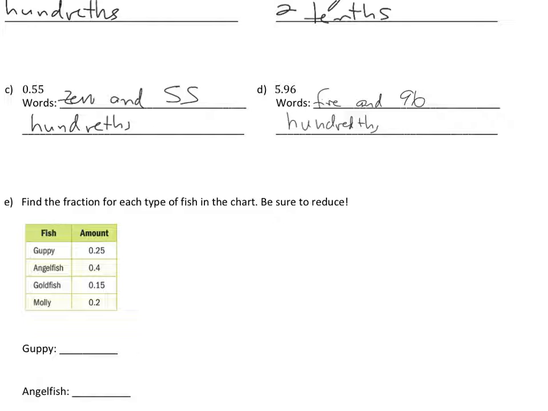Letter E, find the fraction for each type of fish in the chart. Be sure to reduce. I'd like you to try this one on your own. The fish: guppy, angelfish, goldfish, mollyfish. The amounts are in the next column. Show your work. There's lots of room here to show work. Please pause the video, and when you're ready to check your answers, press play again.